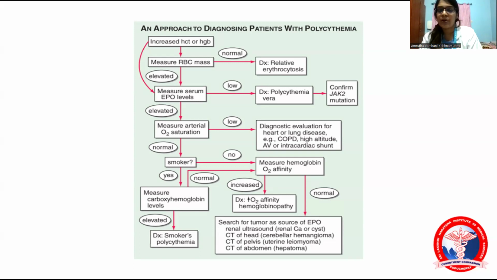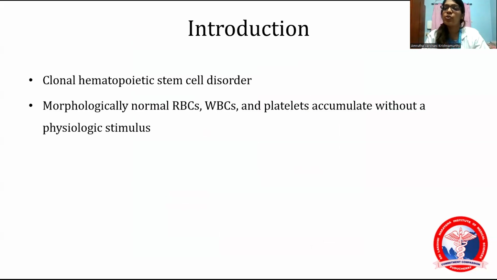Once we have gone through these steps, usually if the erythropoietin levels are low, that is where we will consider the primary polycythemia, or polycythemia vera, which is the topic of interest today. So what do we mean by polycythemia vera?